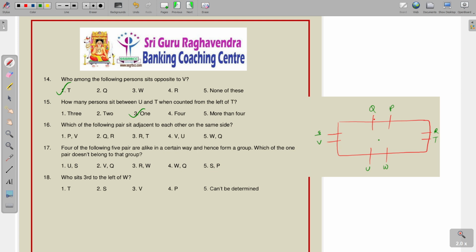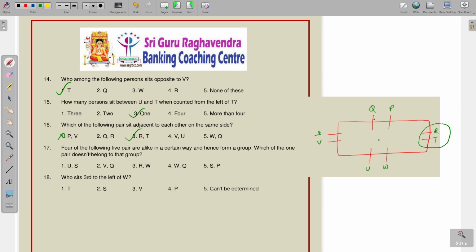And next, which of the following pairs sit adjacent to each other on the same side? So see P and V. P here and V here, this is not correct. And Q and R is also not correct. R and T, so see R and T both are on one side. Okay, option 3 is the answer.